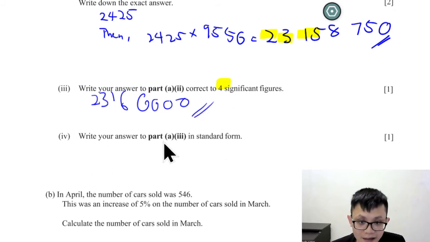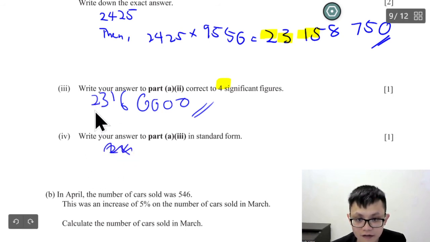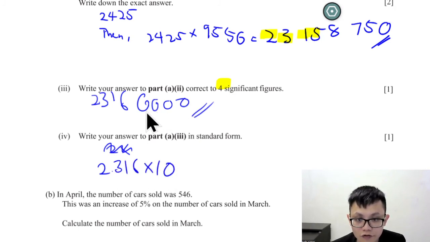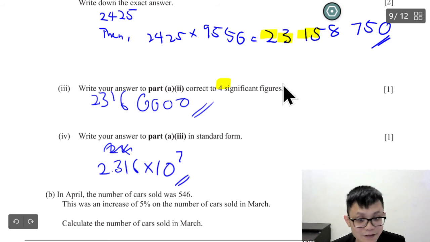Write your answer part A3 in the standard form. So it will be 2 point, here put a point, right? 2.316 times 10 to the power of 1, 2, 3, 4, 5, 6, 7, power 7. What is the answer? Next question.